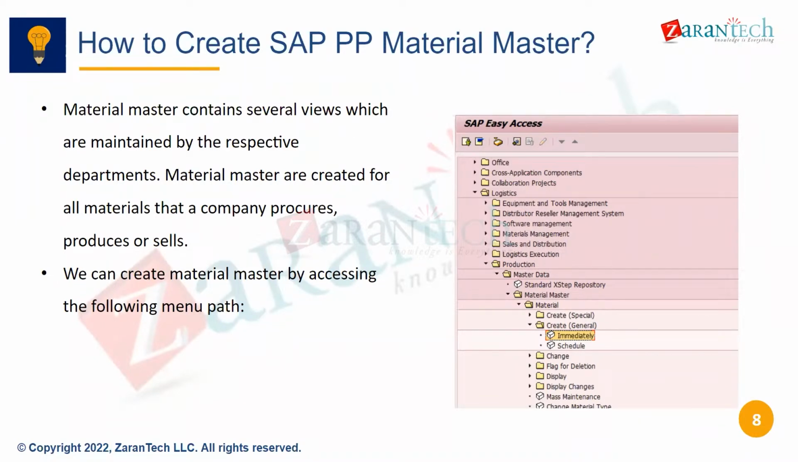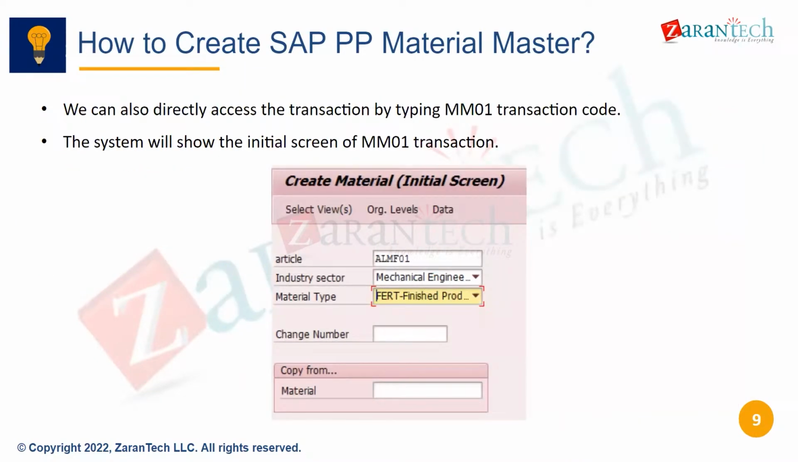Right. So this is our initial screen. You will have a material number, an industry sector, and the material type. The material numbers can be internally numbered or externally numbered. That's again a configuration related to the material type. Through the material type, you can say that SAP automatically allocates a number at the time of creation, or that somebody has to externally give the number while creating the material.